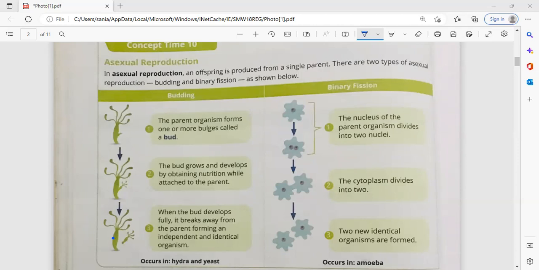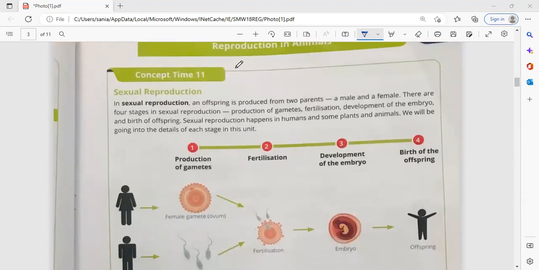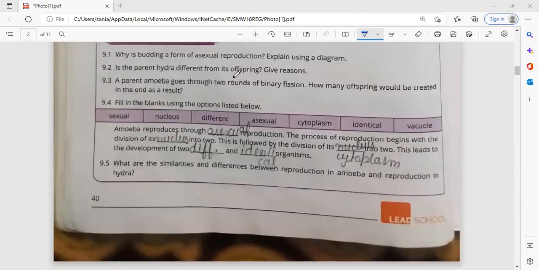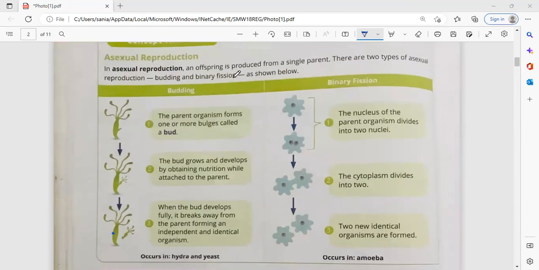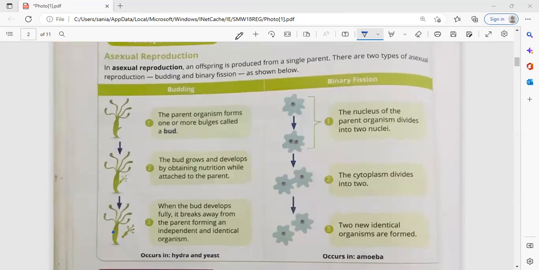Ma'am, done. Okay, sir. After this, you will be doing the next topic, which is sexual reproduction. Just one second. Can I just write the? Can you just show it back one second? What you need to write? Occurs in Hydra. Yes. Okay. Ma'am, done.